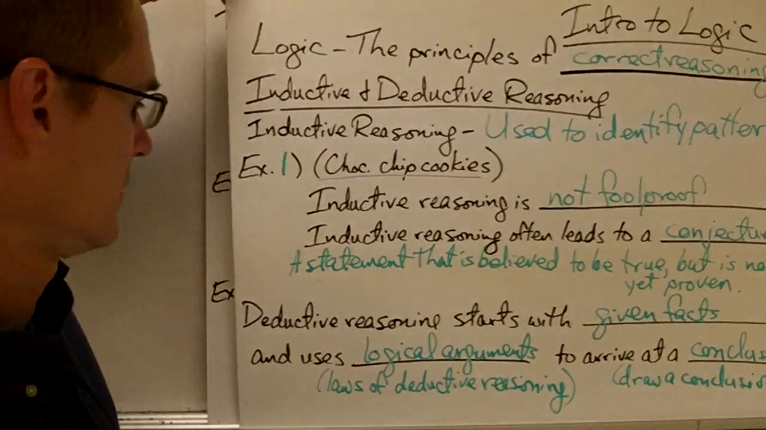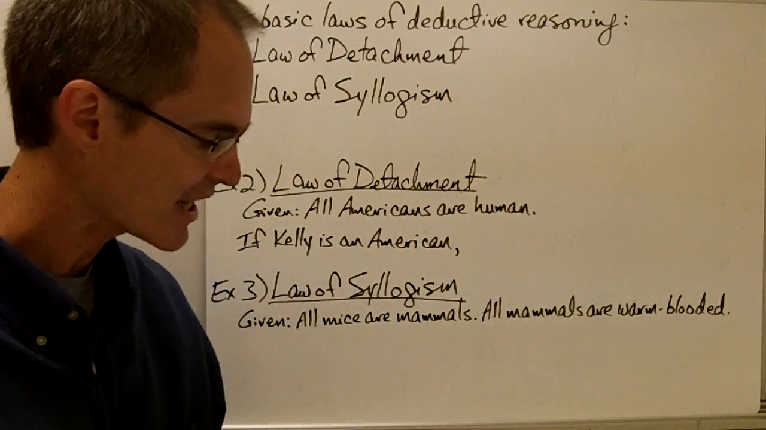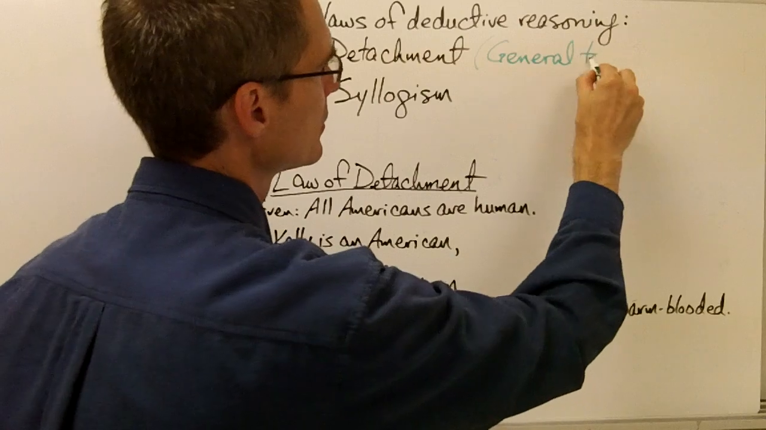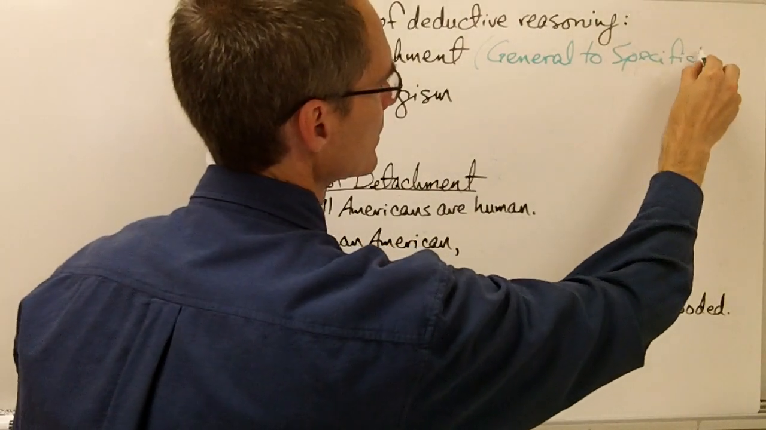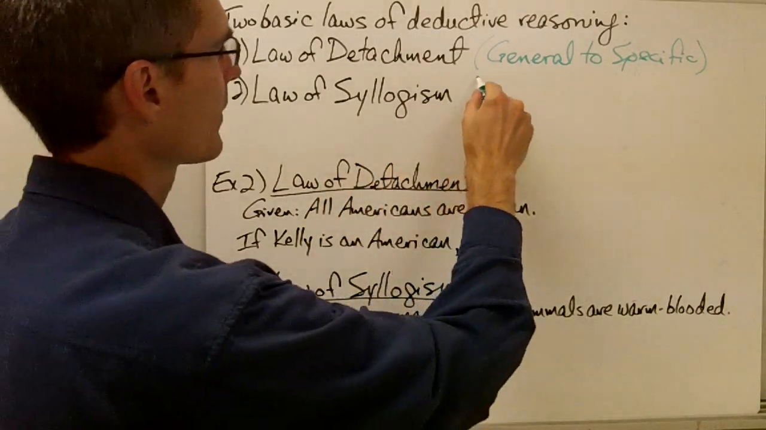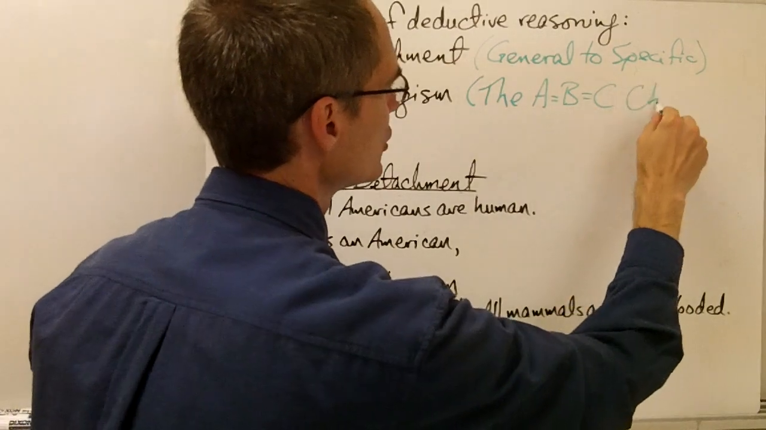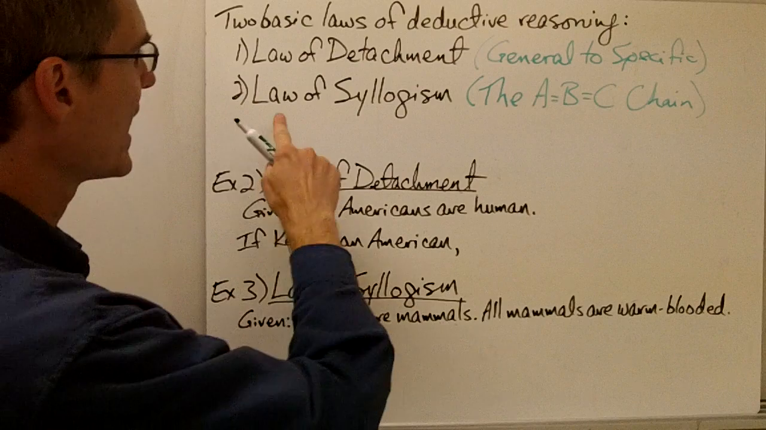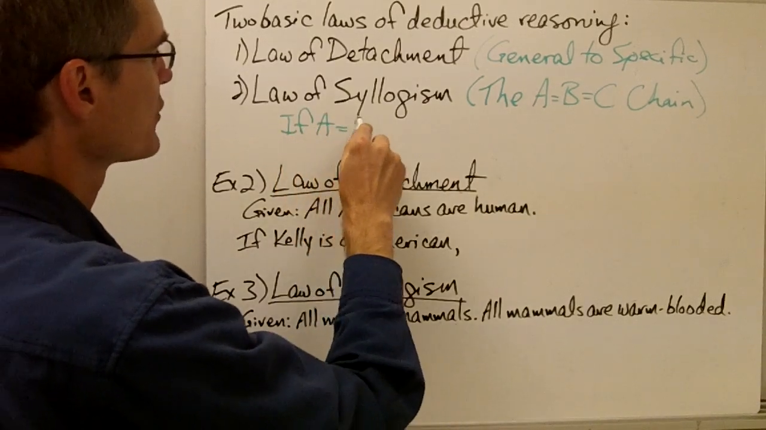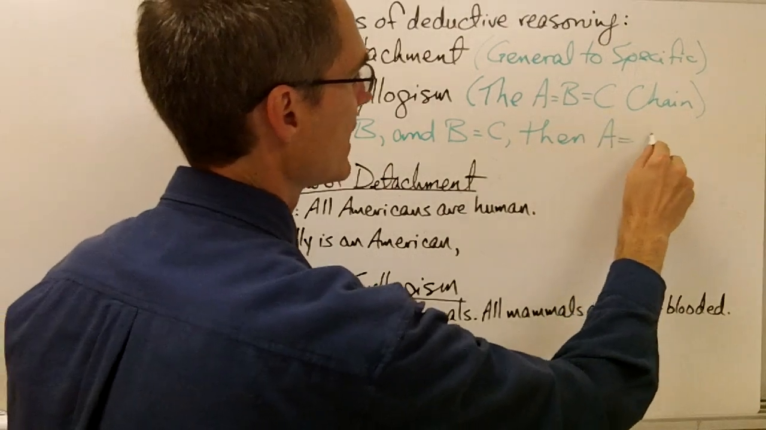So let's talk a little bit more about these logical arguments, these laws of deductive reasoning. There are two basic laws of deductive reasoning. The first one is called the law of detachment. And the law of detachment is a law that goes from something general to something specific. The second of the basic laws of deductive reasoning is called the law of syllogism. And the law of syllogism, we're going to also call the A equals B equals C chain, or the ABC chain law. The reason we call it the A equals B equals C chain is because the law of syllogism can also be stated: if A equals B and B equals C, then A equals C.